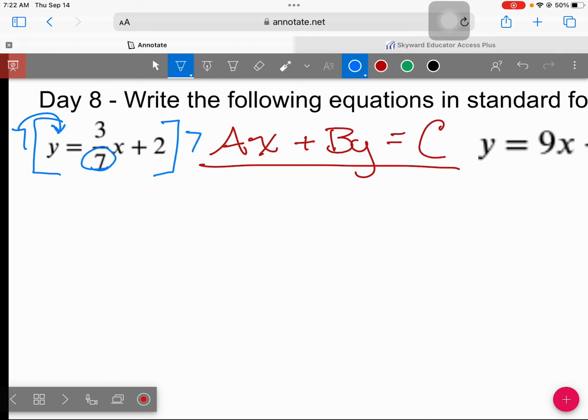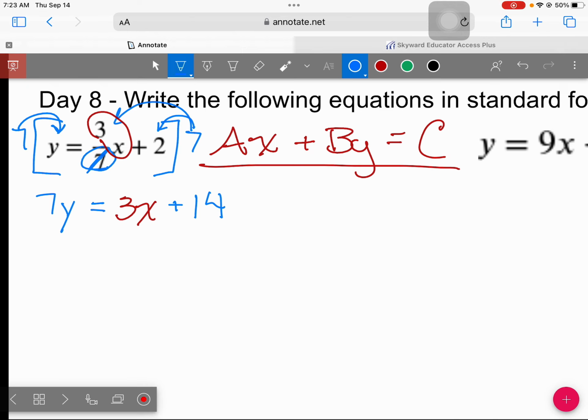So 7 times y over here becomes 7y equals, and when I multiply this 7 by 3/7, the 7 in the denominator and this 7 over here would cancel out, or simplify out. So I'm left with 3x here. And then 7 times 2 here is 14. Okay. Any questions about that step?